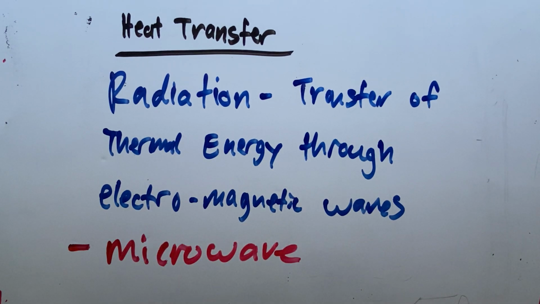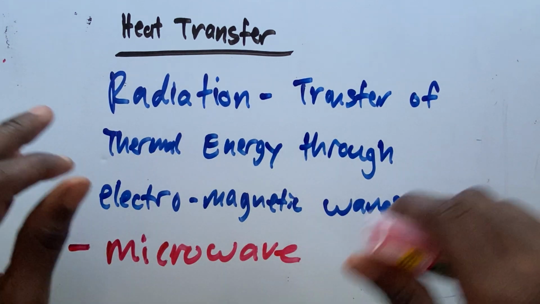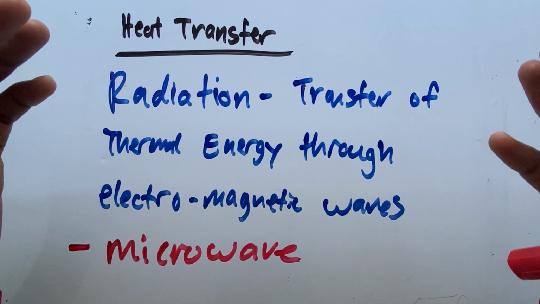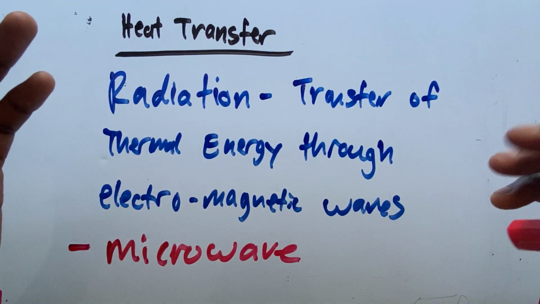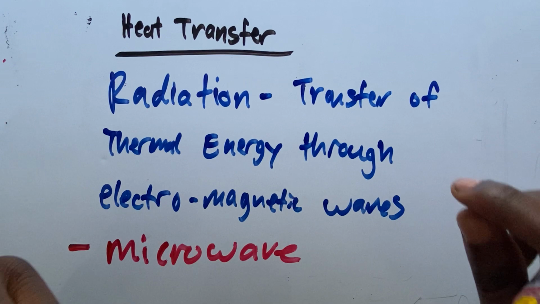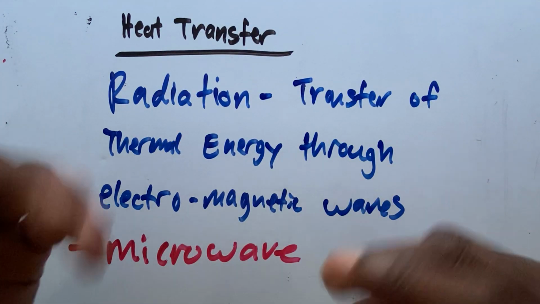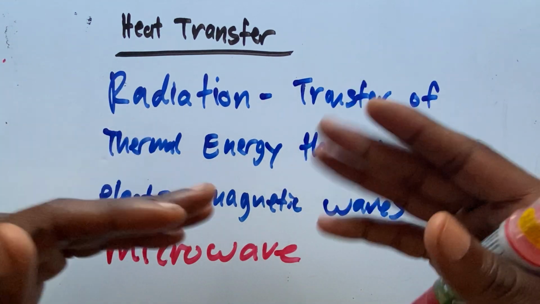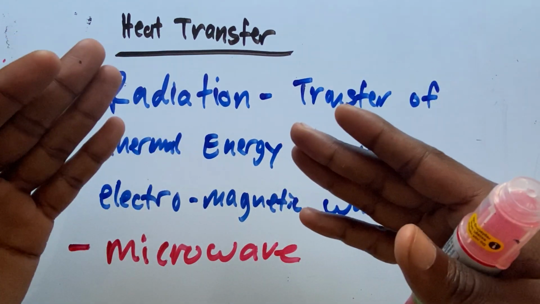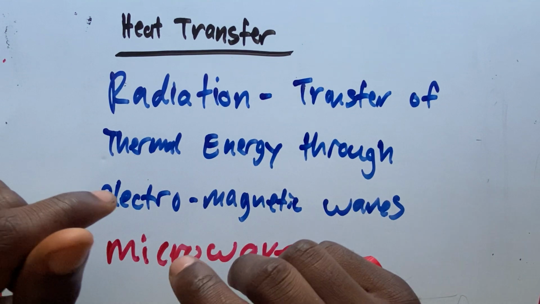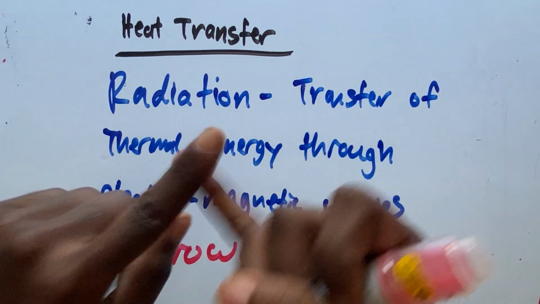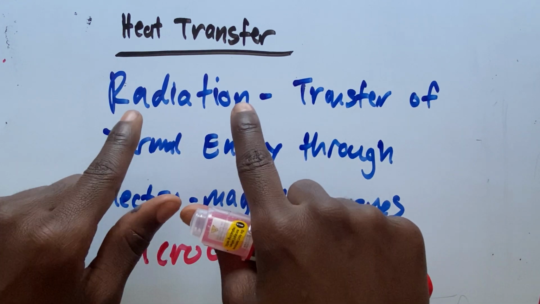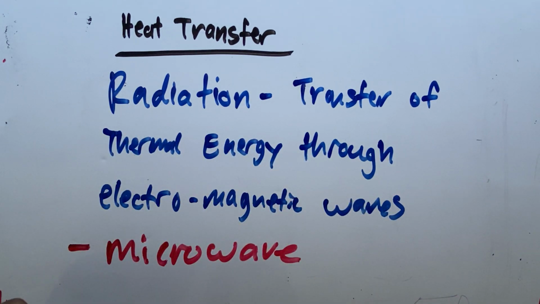So the way the microwave works is, if you turn on a microwave for 3 minutes and you open it up, if you put your hand inside of the microwave, it's not actually hot inside the microwave, but whatever food you have inside the microwave is hot. The surrounding area of the microwave is not hot. So it's not heated up by convection nor conduction, but instead heated up through radiation using microwaves.